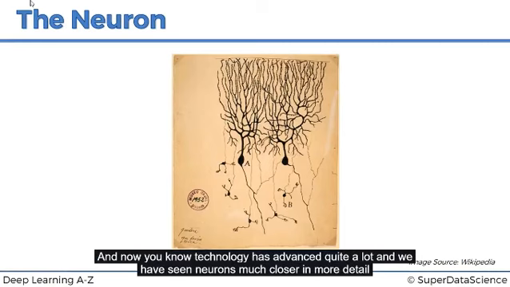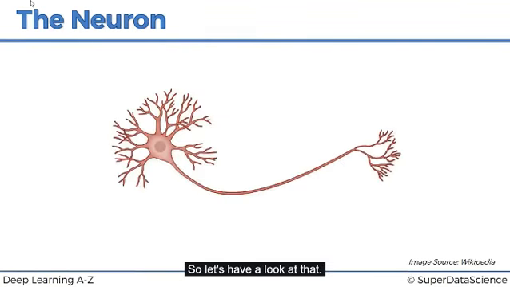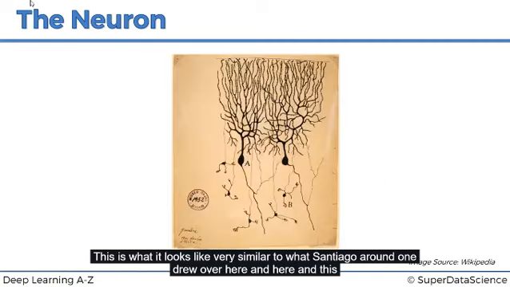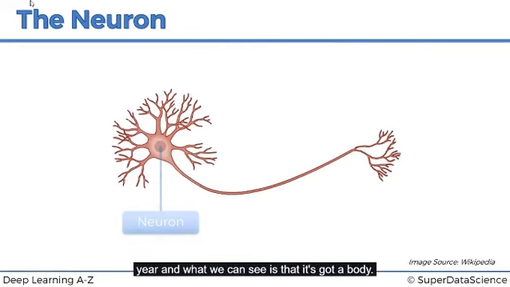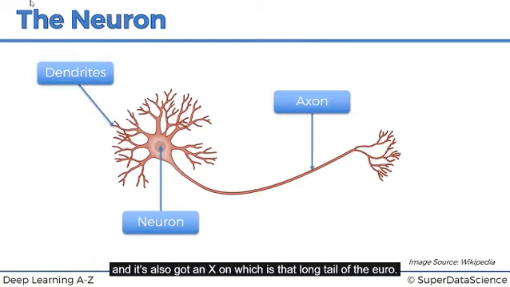And now, technology has advanced quite a lot, and we have seen neurons much closer in more detail, and now we can actually draw what it looks like diagrammatically. So let's have a look at that. Here's a neuron. This is what it looks like. Very similar to what Santiago Ramón drew over here. And here in this neuron, what we can see is that it's got a body. Well, that's the main part of the neuron. And then it's got some branches at the top, which are called dendrites. And it's also got an axon, which is that long tail of the neuron.